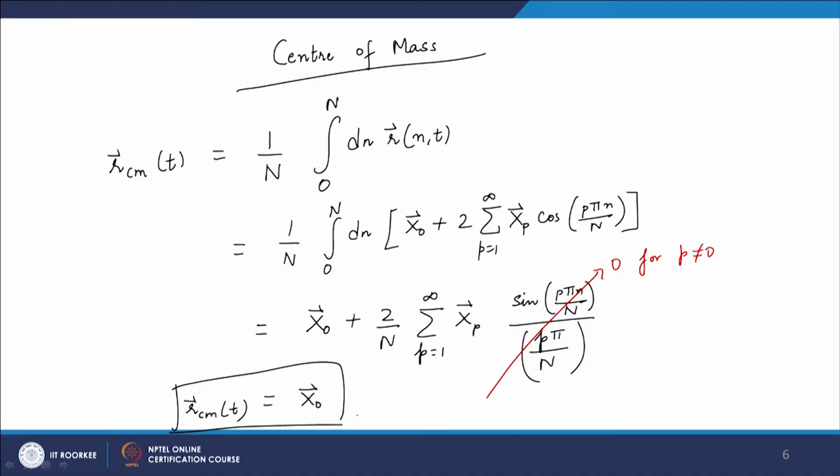Okay. So, now we can think about other quantifiers and see what they become. So, let us say for example, I am interested in the diffusion coefficient. To get the diffusion coefficient, we want to start with the mean square displacement.